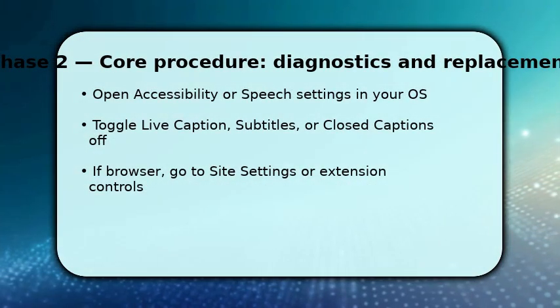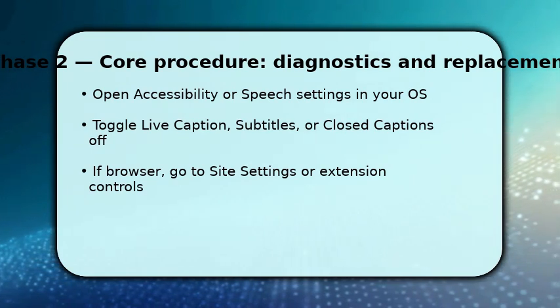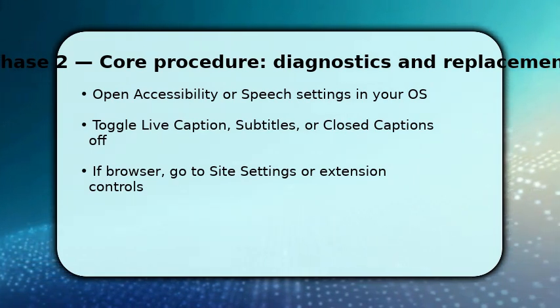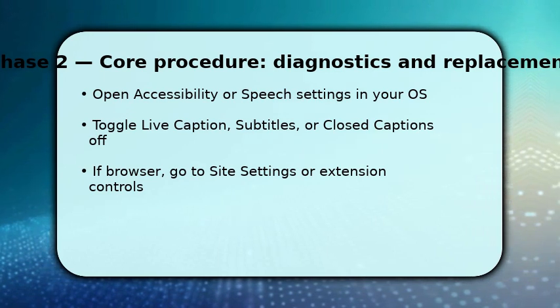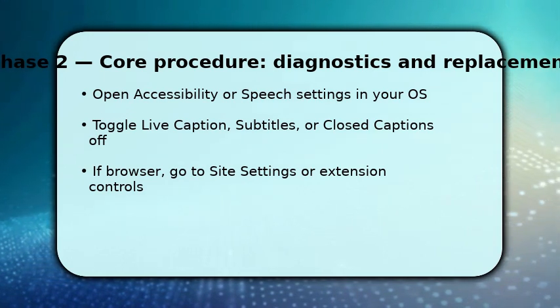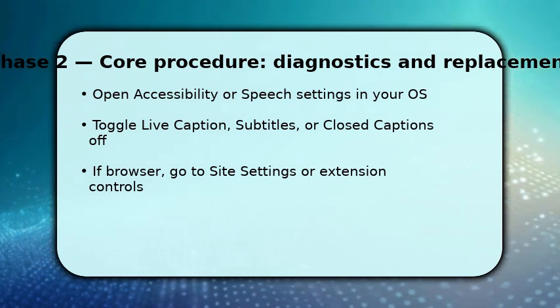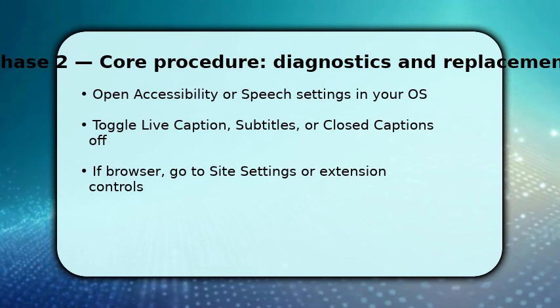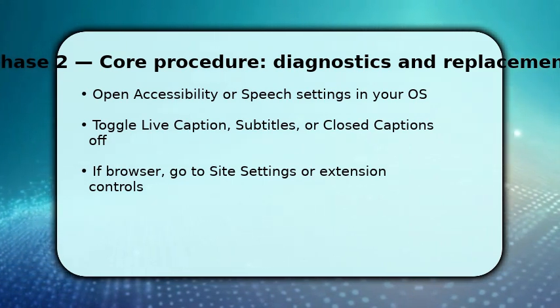In Windows, open Settings, Accessibility, Captions or Speech, and flip Live Caption off. In macOS, open System Settings, Accessibility, Live Captions, and disable it. If captions came from a browser, check the browser menu, settings, site permissions or extensions, and disable captioning or the specific extension. Make sure to apply or save changes, otherwise the toggle may revert.